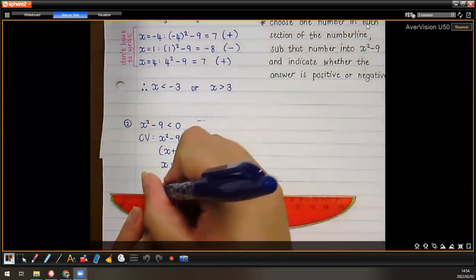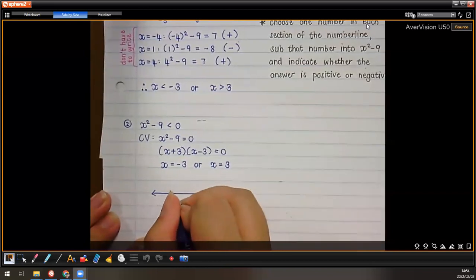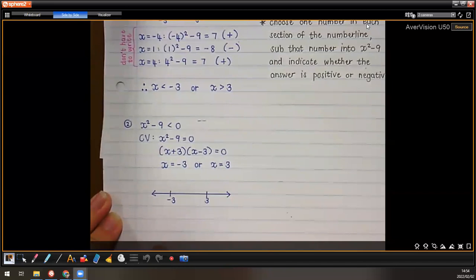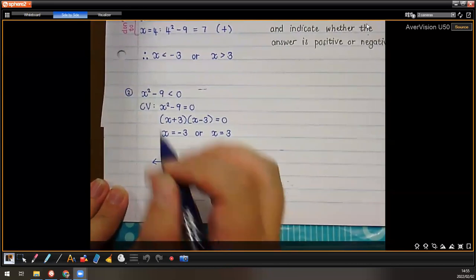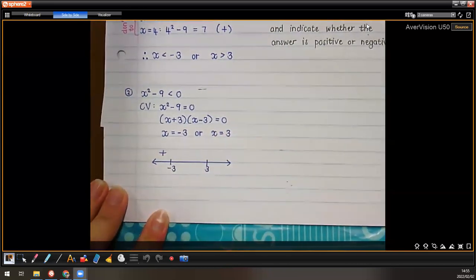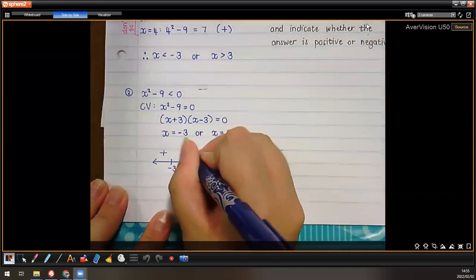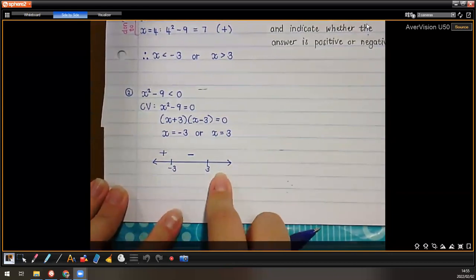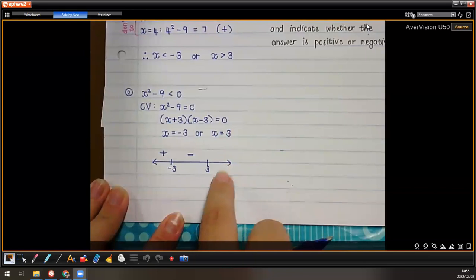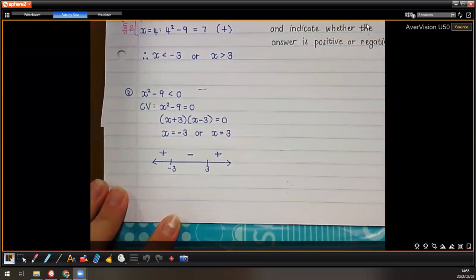You're going to draw your number line. You're going to put in your -3 and then your +3. You're going to choose your number here, sub it in, get a positive answer, so put a plus. You're going to choose your 1 or your 0 or your 2 or your -1, your -2, whatever you want to choose in between -3 and 3. You're going to get a negative answer. You're going to choose your number that's bigger than 3, so 4 or 5 or 6, whatever you want to choose. You will again get a positive answer. Remember, it doesn't matter what that answer is.